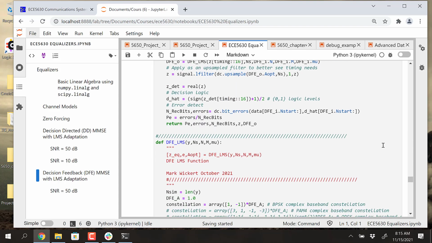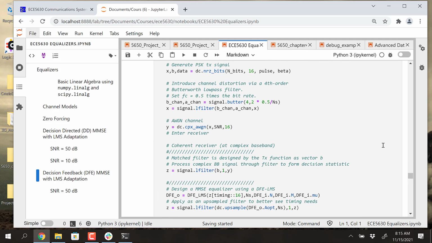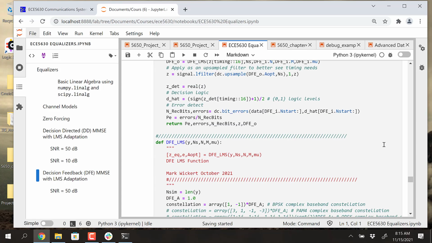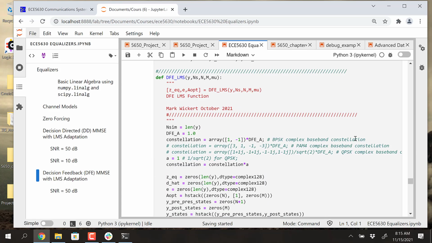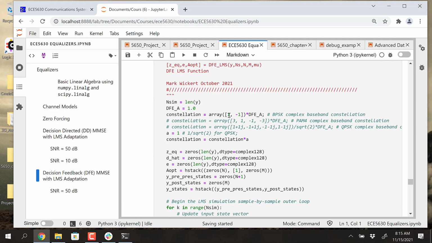So we come down into the code, and I'm doing some initialization in the beginning. It's all within this DFE LMS. And the first is the constellation type, and we went over this last week. I'm only using the BPSK one.